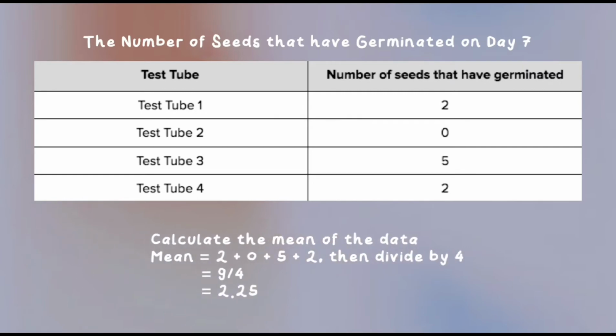Calculate the mean of the data. Mean equals 2 plus 0 plus 5 plus 2. Then divide by 4. So 9 divided by 4 equals 2.25.